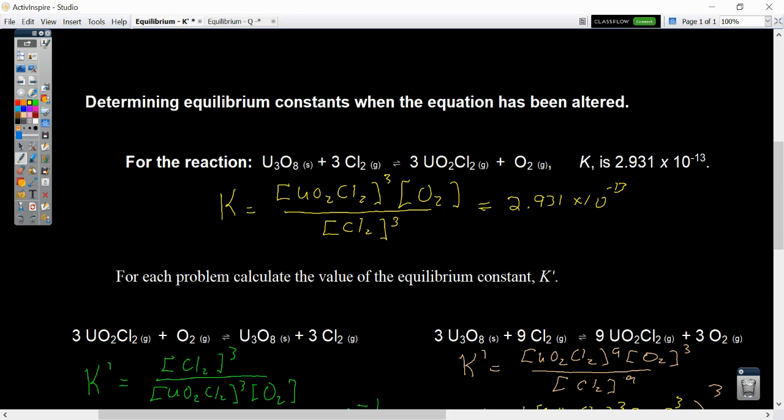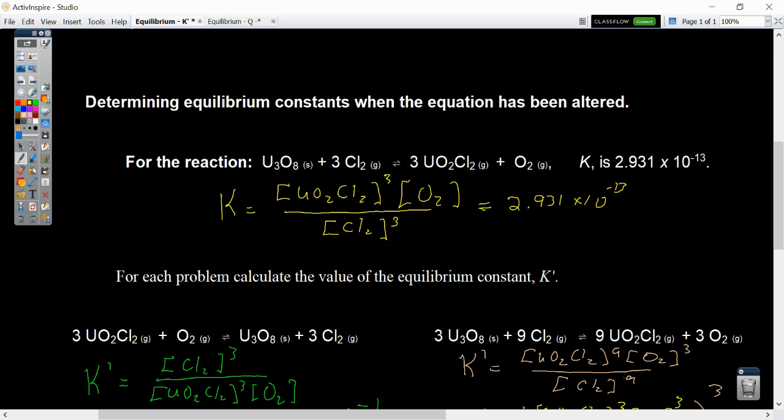This is just a quick little video on K prime versus K. If you don't know what that means, basically, what do you do when the equilibrium constant is derived from a previous equilibrium constant? What this deals with is when an equation has been altered. There's good reasons for why chemists alter equations. Sometimes it's just practicalities. It just really depends upon what you're doing.